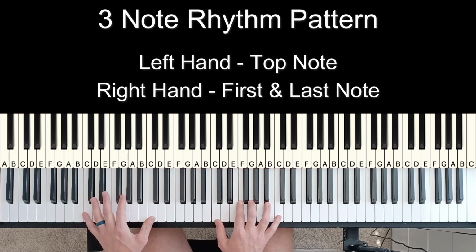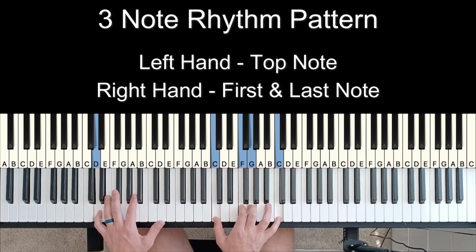And then the rhythm pattern that we're going to do is 3 notes. And so the first note will be the top note of our left hand. And then the second 2 notes are the first and the last note of the chord that you're playing. So if we're playing the C chord, it would be 1, 2, 3. And then we jump to the next chord.